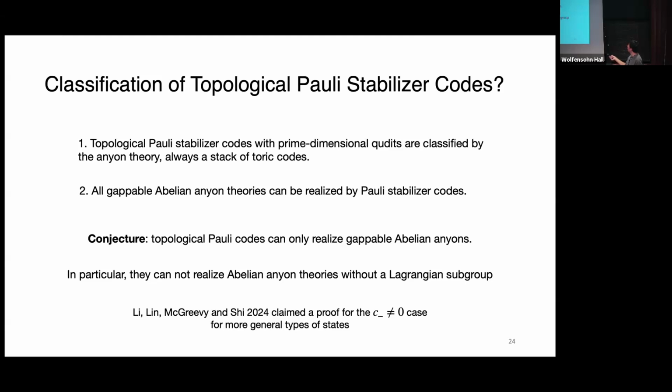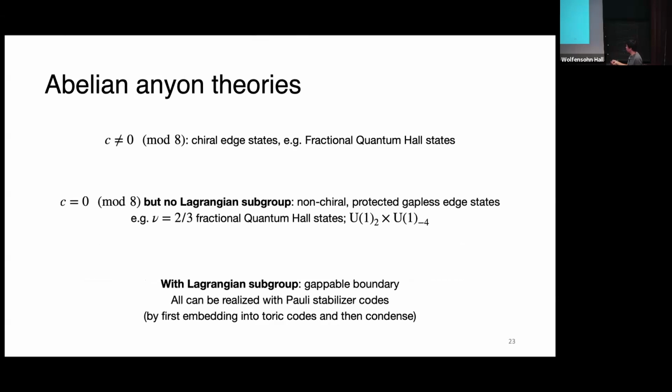Why can they be realized by Pauli stabilizer codes? It turns out that this construction, by first going to a larger abelian group, going to some number of toric codes and then doing condensation, can realize all these abelian twisted quantum doubles. So there are explicit constructions for all of them. Whether that's all that can possibly be realized, that's a question. And whether that's the only invariant for composite dimensional qudits, that's unknown.